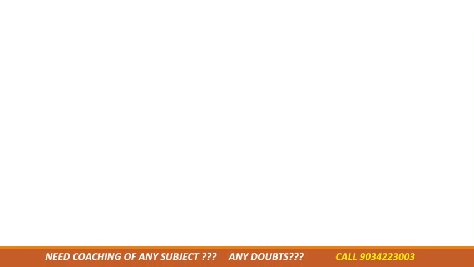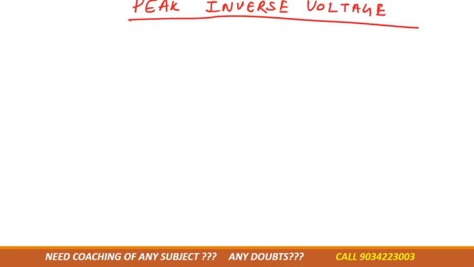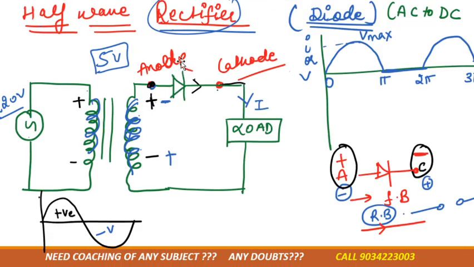So first we'll study the peak inverse voltage. Do you know what is peak inverse voltage? As its name suggests, peak means maximum, right? Inverse means the opposite. So it is basically the maximum voltage that the diode has to withstand. The maximum voltage, how much we can give to the diode.